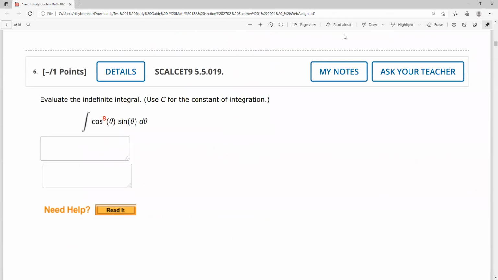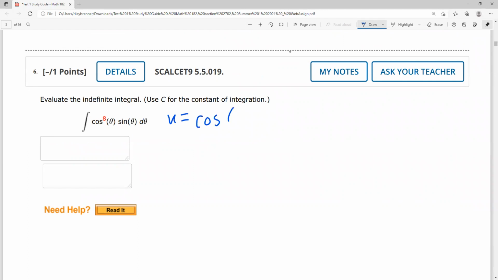So let's go ahead and go to number 6 right away. Evaluate the indefinite integral still. Now we're in trig functions. Okay, so this one you have to know your trig functions, how they cycle onto each other. We have cosine to the power of 8 theta times sine theta d theta. What are we doing here? What technique? U-sub, right? Okay. Well, what are you u-subbing?